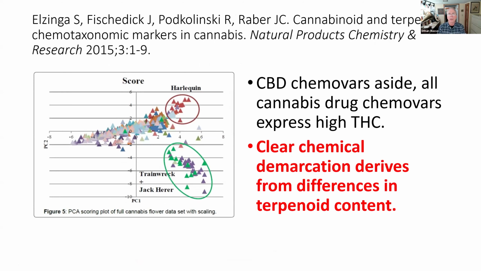There have been numerous attempts to look at the biochemistry and try and make distinctions. But cannabidiol chemovars aside, all the cannabis that they examined, and there were many different varieties, were drug chemovars that expressed high concentrations of THC. And in agreement with Hillig, they saw a clear chemical demarcation from differences in terpenoid content.